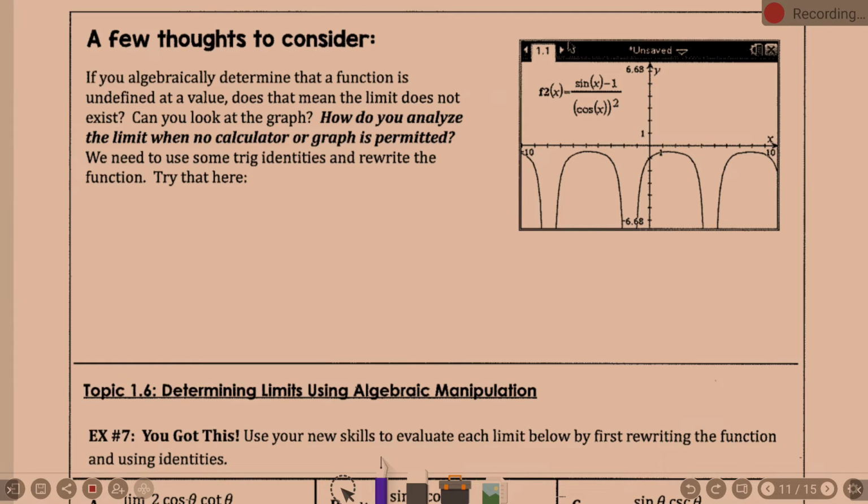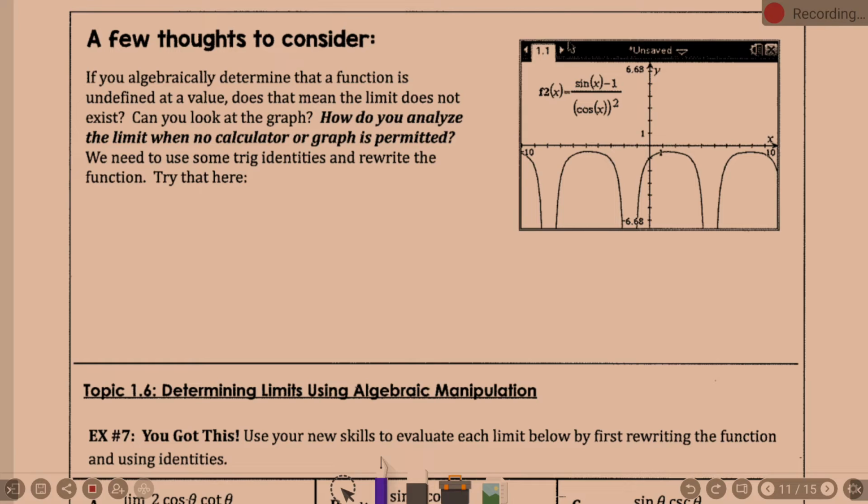Okay. Few thoughts to consider. Notice this is the question from the previous page. If you algebraically determine the function is undefined at a value, does that mean the limit does not exist? Can you look at the graph? How do you analyze the limit when no calculator or graph is permitted? If you can graph it, you can figure it out, can't you? We can trace the graph. So, we need to use some trig identities and rewrite the function, and we're going to try that here.